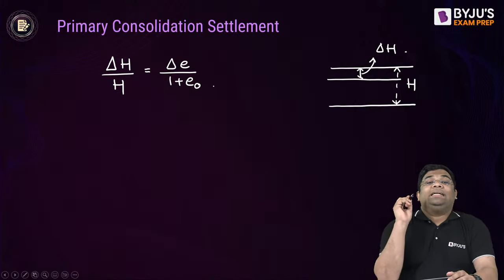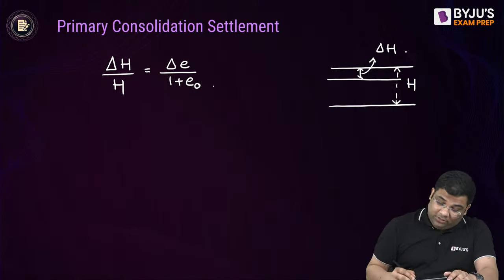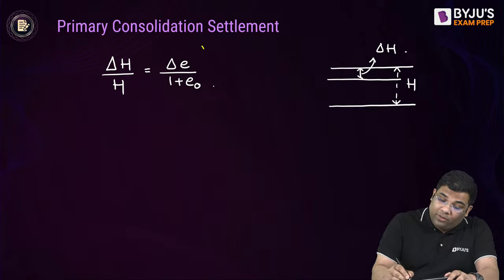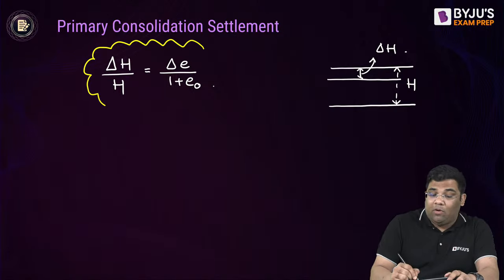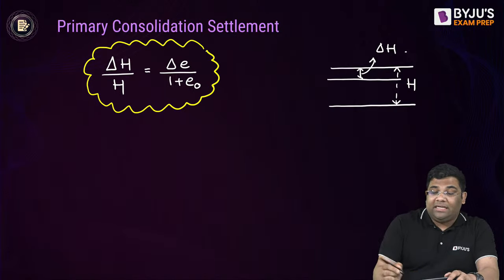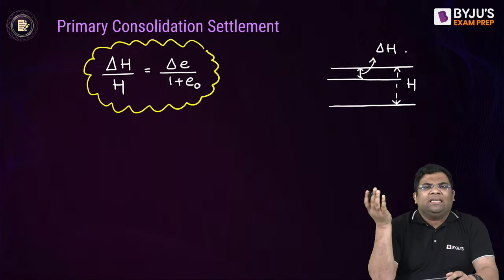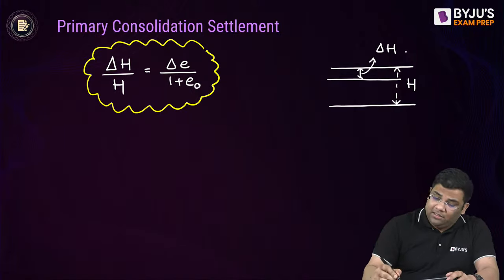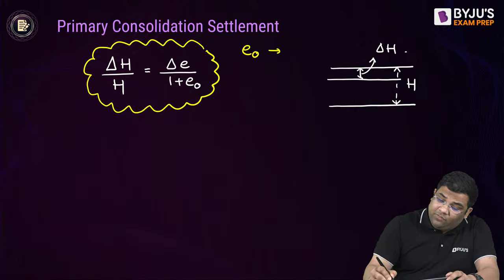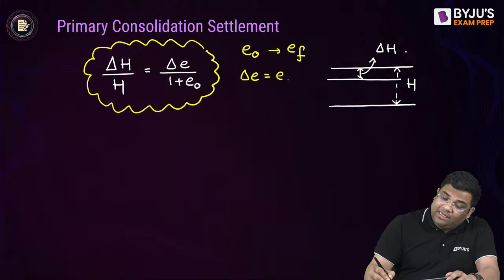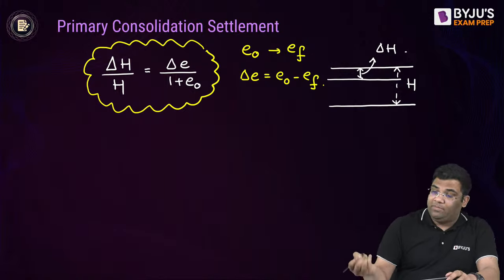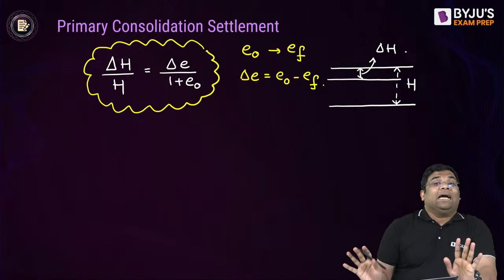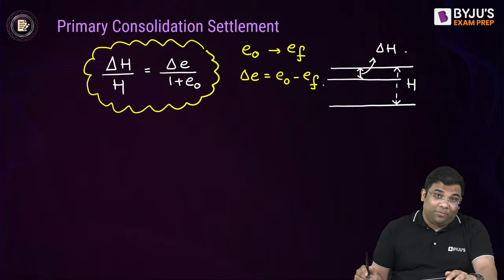This is delta E by 1 plus E naught. So I can say this is the most important formula for finding the primary consolidation delta H. They will give you H, and they will give you the initial void ratio. Now this changes to the final void ratio. So what will be the delta E? Delta E will be the initial minus the final. So from there you can find out this delta H. They ask a lot of questions from this formula.